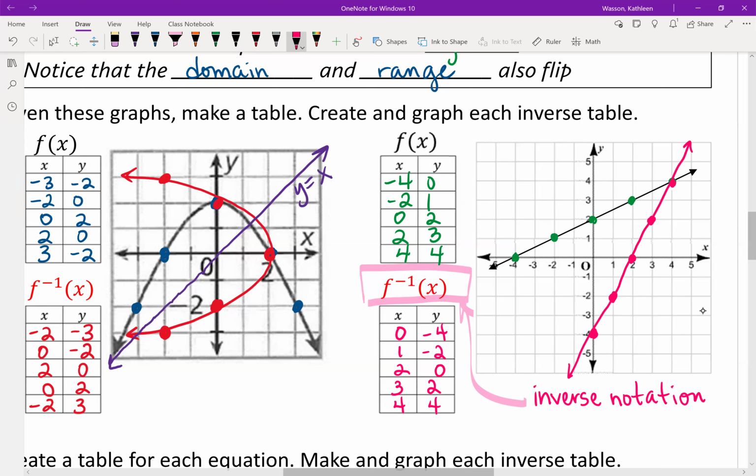The original, I can label f of x. The inverse, I'll label inverse of f of x. And these are also symmetrical across the axis of symmetry, which is the line y equals x.